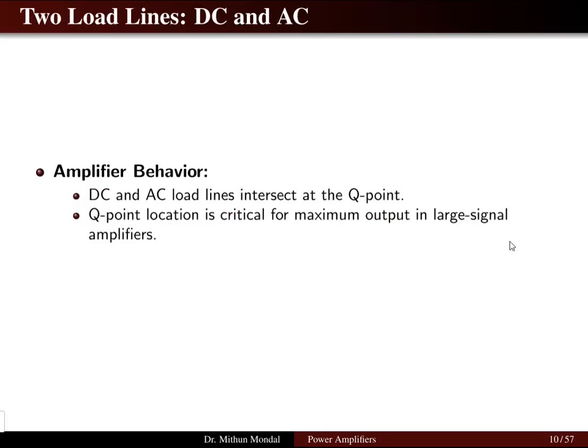Again, when we talk about the load line, there are two types: one is the DC load line and another is the AC load line. The DC and AC load lines will obviously intersect at the quiescent point. We have discussed in great detail what the quiescent point is and how it is evaluated. The Q point location is critical for maximum output in a large signal amplifier. Since our focus is on the large signal amplifier, we have to see the location of the Q point, which plays a very important role in getting the output power.